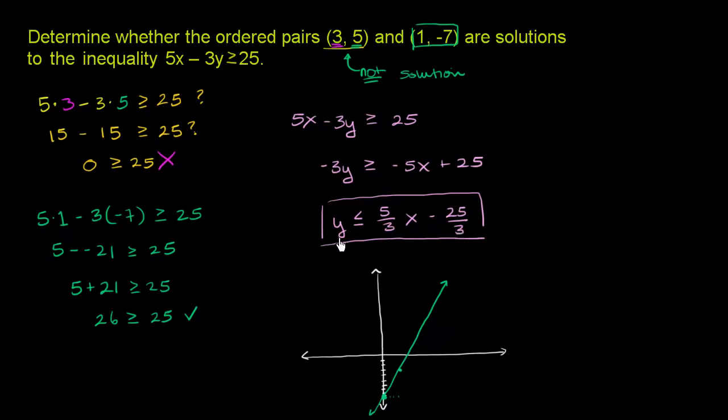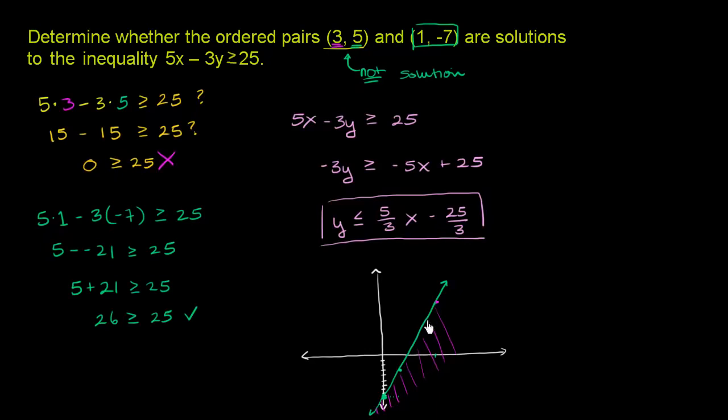But here we have an inequality. It's y is less than or equal to. So for any x, the y's that satisfy it are the y that equals 5/3 x minus 25/3, that would be on the line, so it would be that point there, and all the y's less than it. So the solution is this whole area right over here. Since it's less than or equal to, the equal to allows us to include the line, and less than tells us we're going to go below the line.